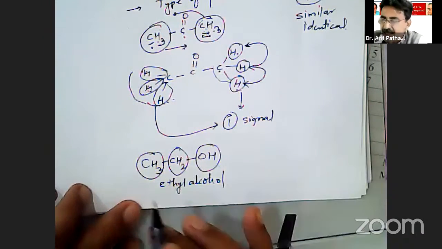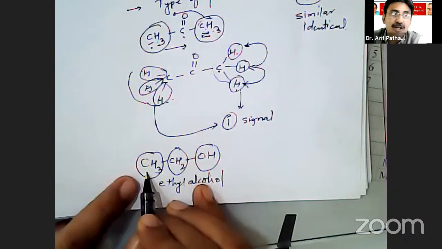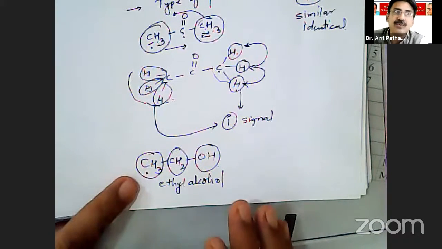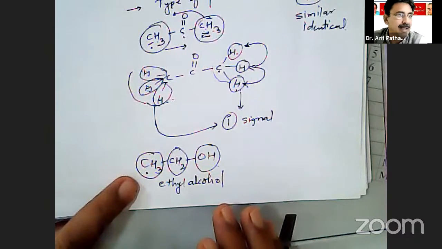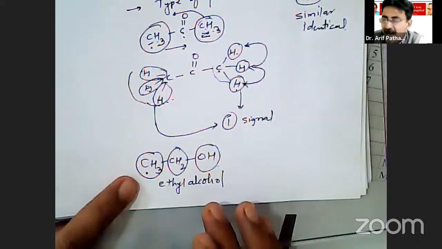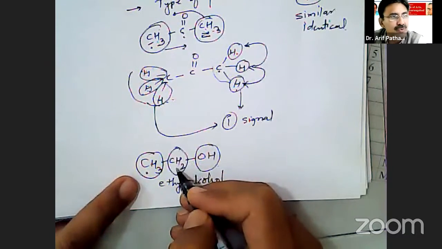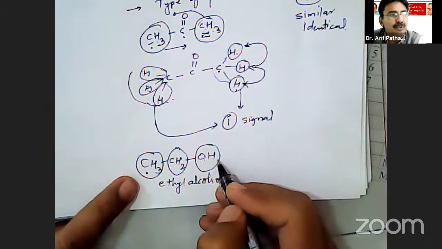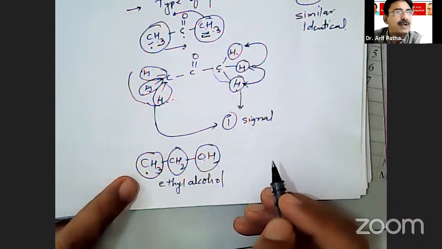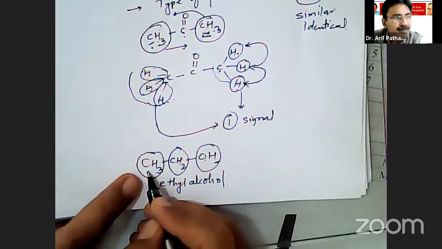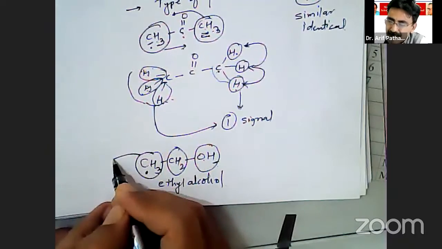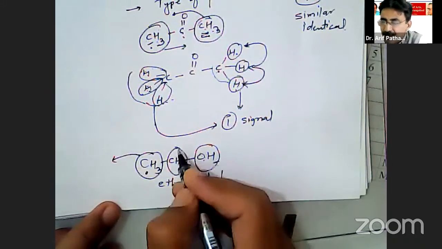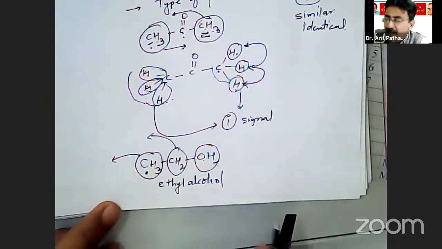So see here, CH3 having 3 protons. So electron distribution will be different. Electronic environment will be different as compared to CH2. CH2 का इलेक्ट्रॉनिक इन्वायरमेंट डिफरेंट रहेगा. OH के पास का जो प्रोटॉन है उसका इलेक्ट्रॉनिक इन्वायरमेंट विल बी डिफरेंट. सो CH3 is having different absorption frequency. CH2 will be having different, and the absorption frequency of OH proton will be different.